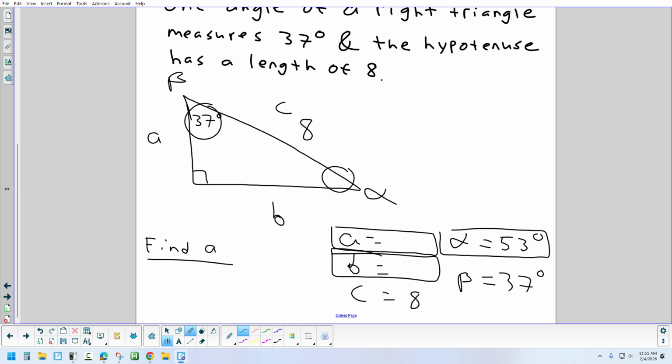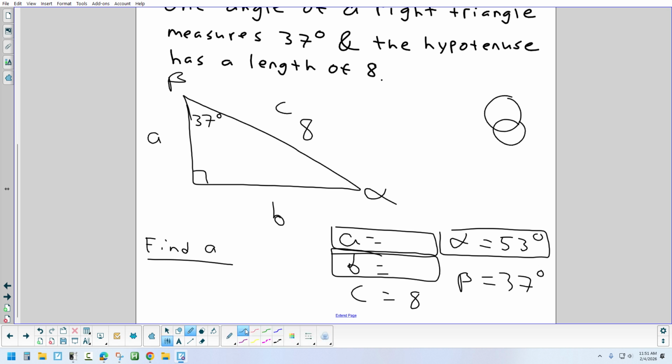All right, so to find A, first thing we have to do is pick an angle to be our reference point. Without a reference point, we can't do anything. What angle should we use as our reference point? The 37, which was beta, or the 53, which was alpha? Yeah. 53. Okay, why would you want to use the 53?